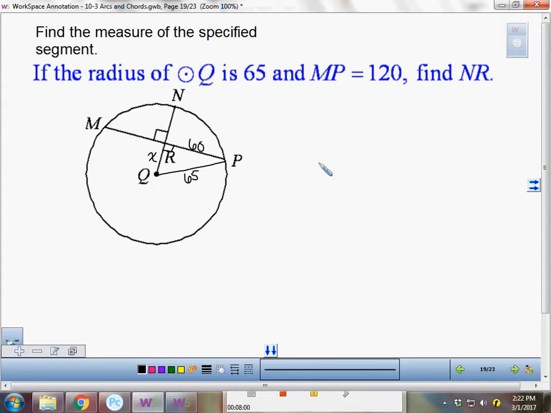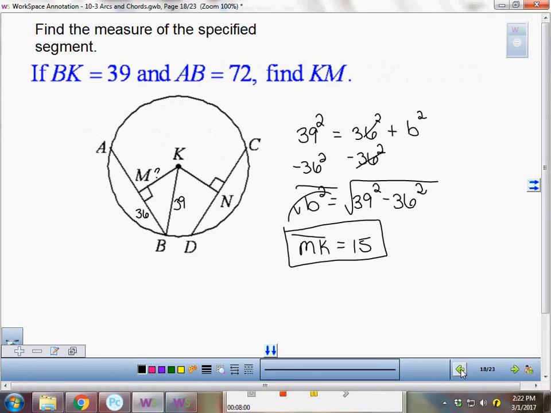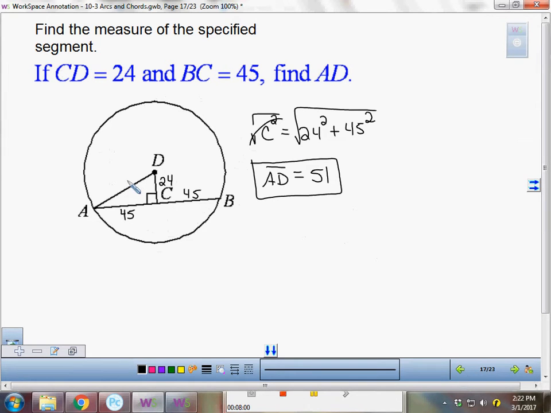So let's just reiterate here. If you're finding the hypotenuse, then you would take the square root of one leg squared plus the other leg squared. If you're trying to find a leg, you take the square root of your hypotenuse squared minus the leg you have squared. So just like we did on this one, I was trying to find a leg, so I took my hypotenuse squared minus the leg I had squared, and I square rooted that. On this one, we were trying to find the hypotenuse, so I squared both legs and added them together. So when you're finding a leg, you use a minus, and when you're finding the hypotenuse, you use a plus.